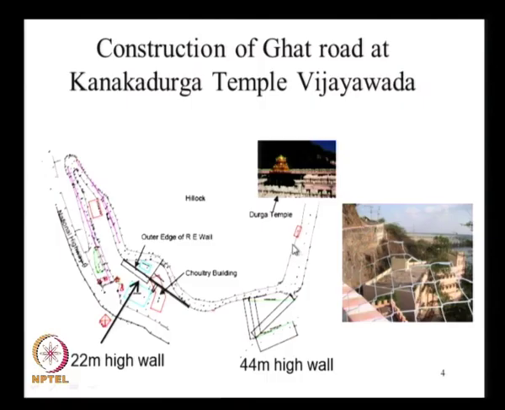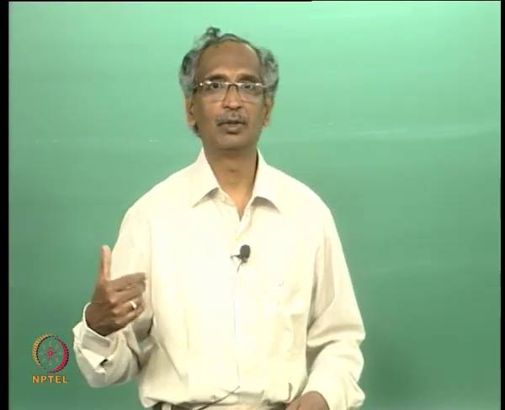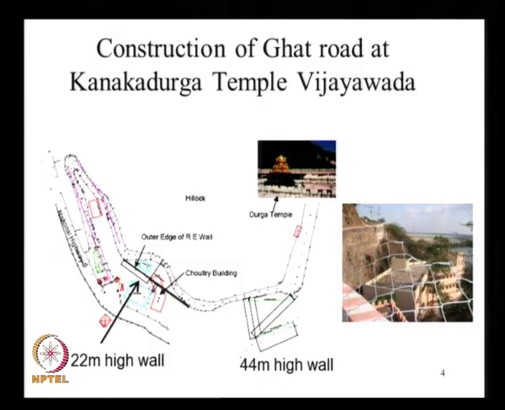There were two walls that were built along this stretch, a 22 meter high wall, and then along this stretch, this is a 44 meter high wall. Actually both of them posed a lot of challenges, mainly because these particular heights have never been constructed in India. More than about 15 meters have never been constructed.